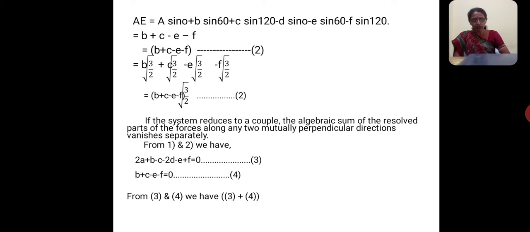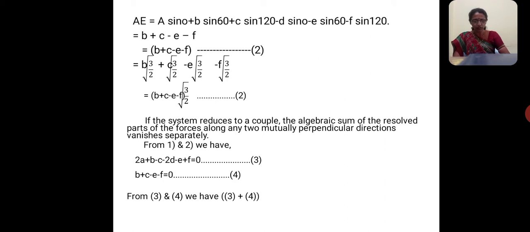If the system reduces to a couple, the algebraic sum of the resolved parts of the forces along any two mutually perpendicular directions vanishes separately. From equations 1 and 2, we have 2A plus B minus C minus 2D minus E plus F equal to 0. This is called equation number 3. B plus C minus E minus F equal to 0. This is called equation number 4.